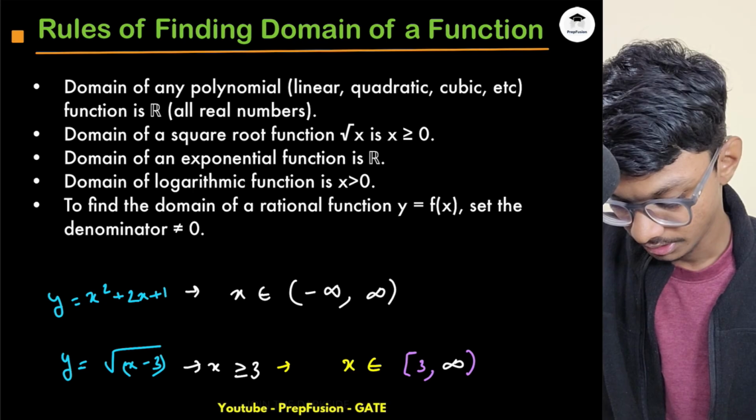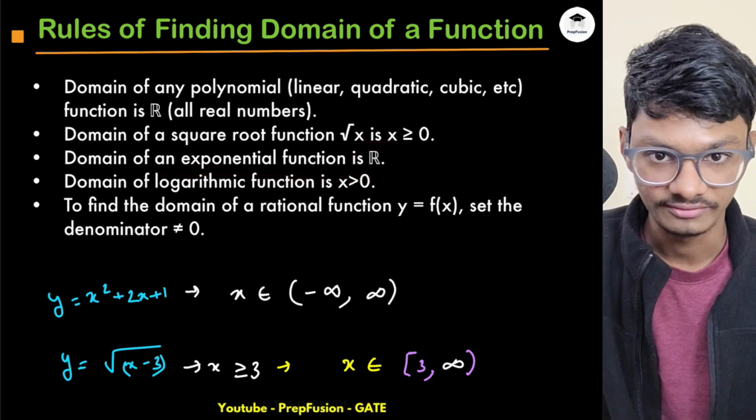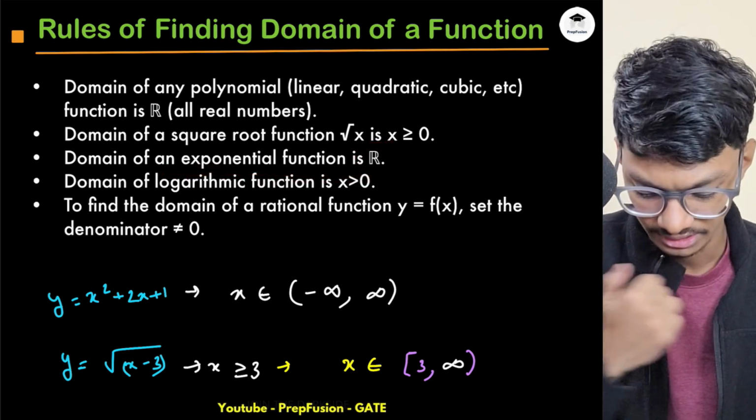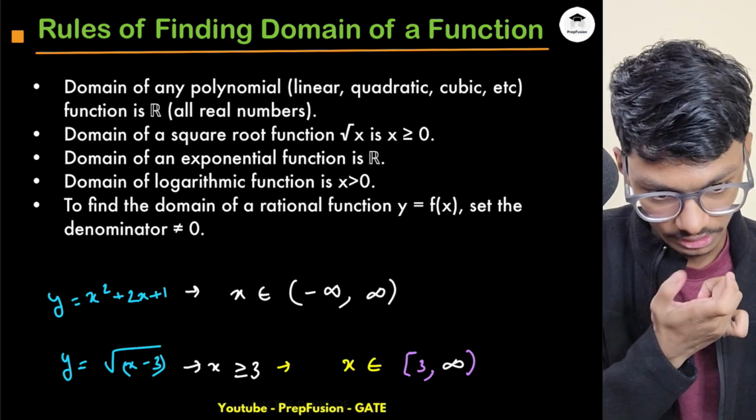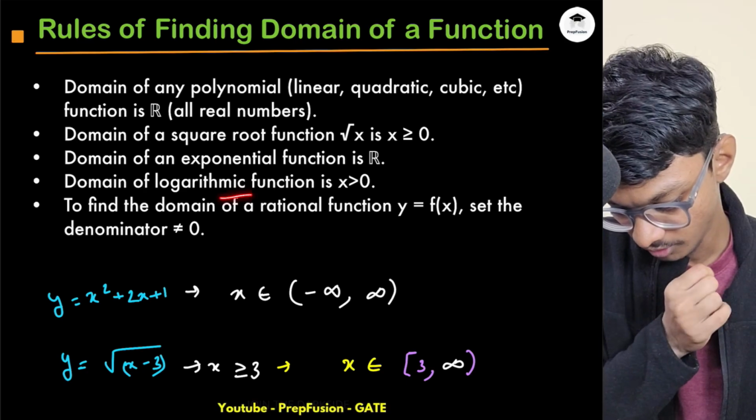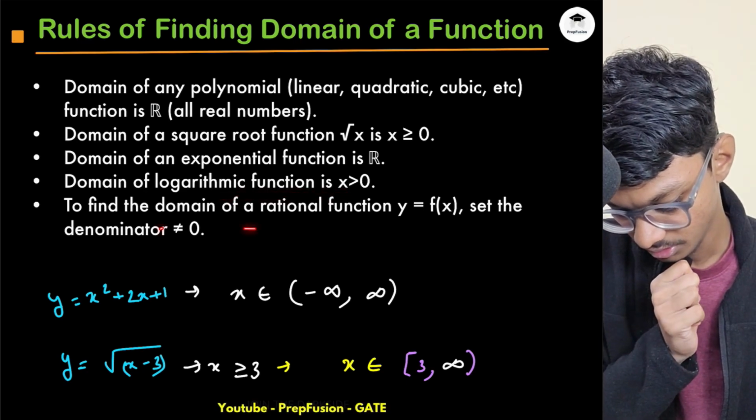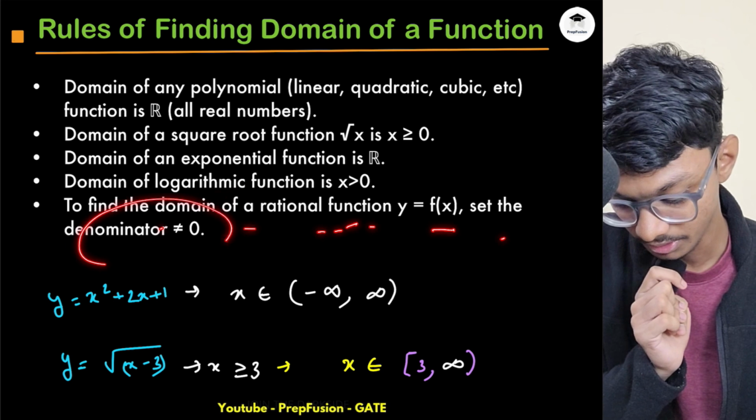The domain of an exponential function is all real values. So e to the power x, a to the power x will be all real values. I am not going into that right now. Then the domain of a logarithmic function is this. For the domain of a rational function y = f(x), set the denominator not equal to 0.